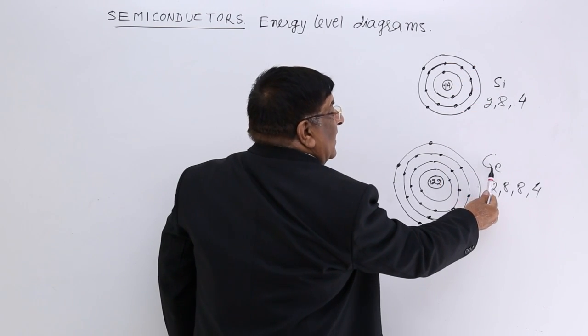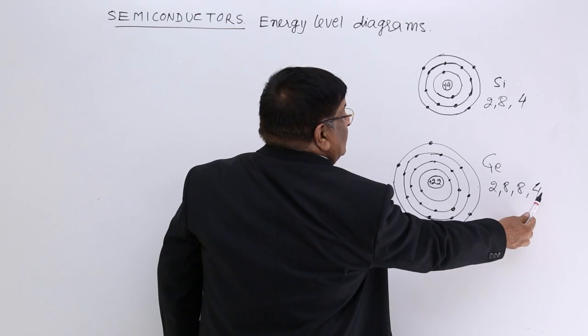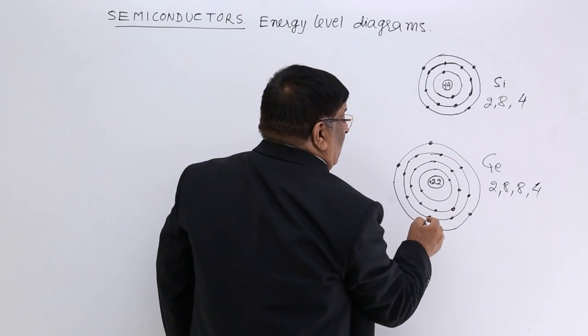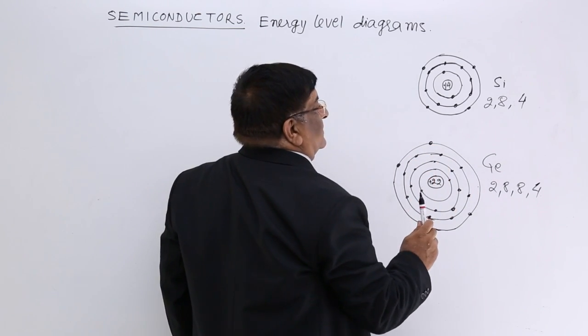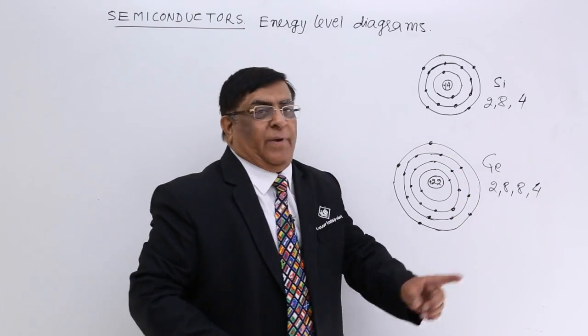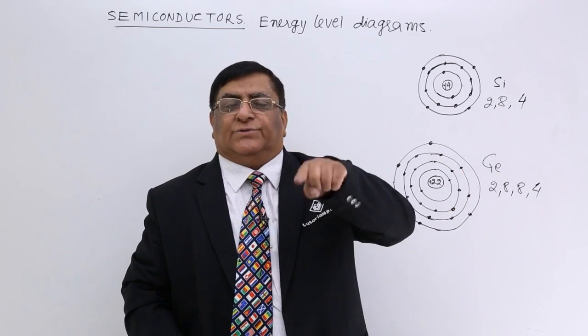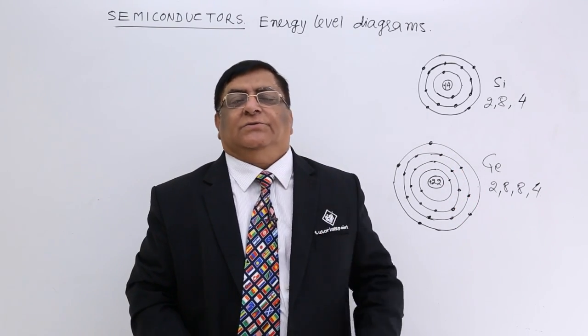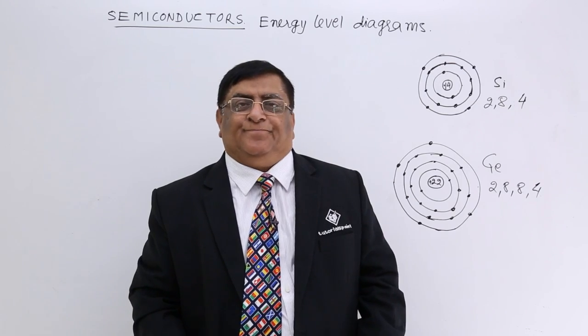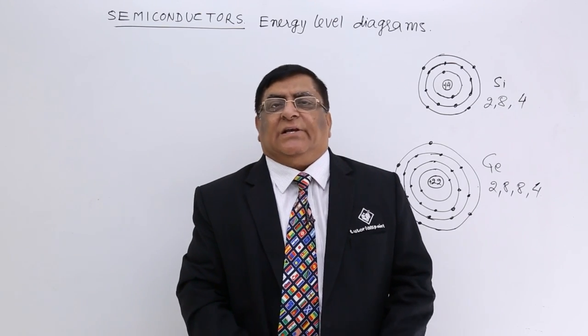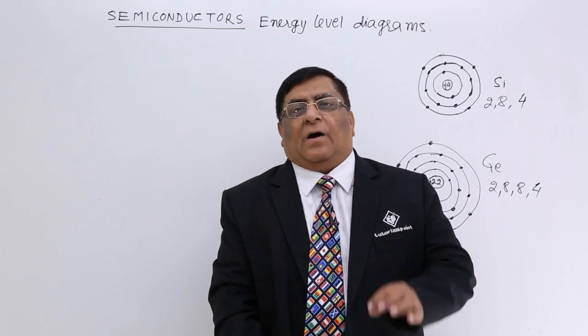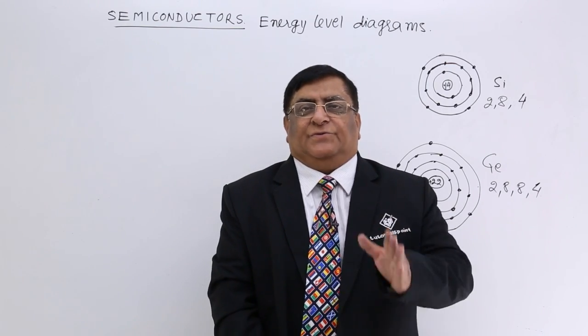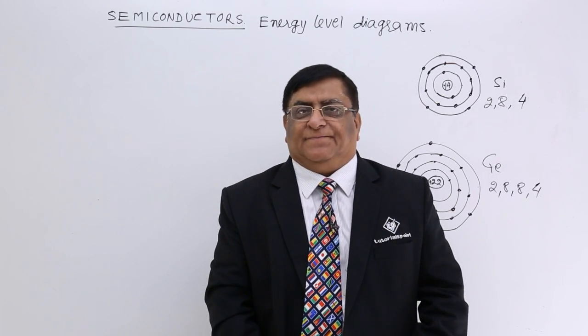In germanium similarly the configuration is 2, 8, 8, 4. In the outermost shell there are 4 electrons. So whether it is silicon or germanium, the outermost shell is having 4 electrons, that is semiconductor. Now these electrons are having certain energy levels which we have done in the chapter of atoms.